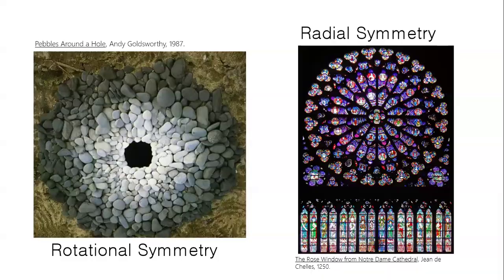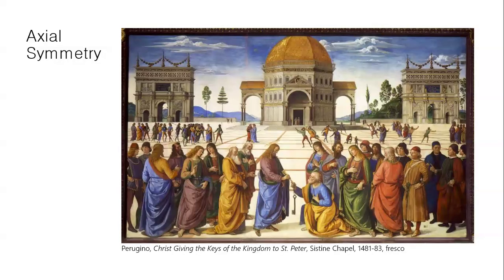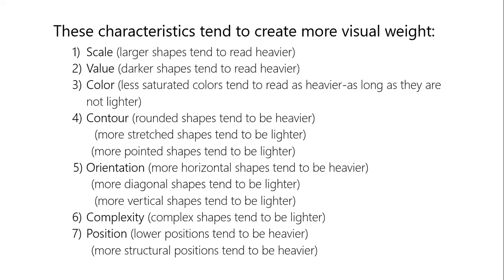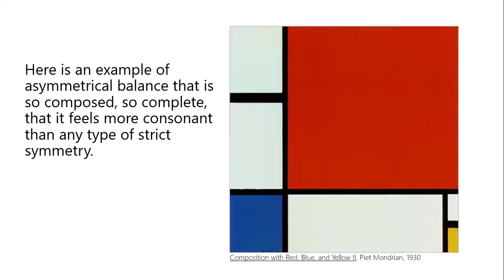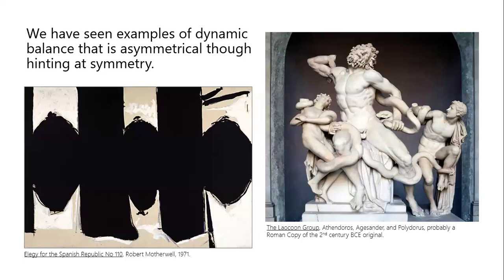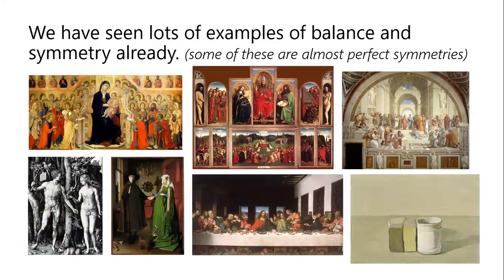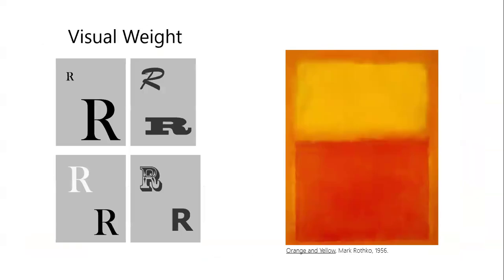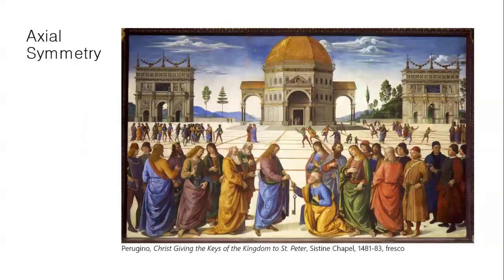Okay, I think that might be it. So what do you need to know from this lecture? Well, you need to know the definitions of axial symmetry, rotational symmetry, and radial symmetry. You need to know what we talked about in terms of visual weight. And you need to be thinking about where we see symmetries and other kinds of balances and asymmetrical balances, so that when you're able to talk about artwork, you can discuss that, because that will come up with some of the artworks on later tests.